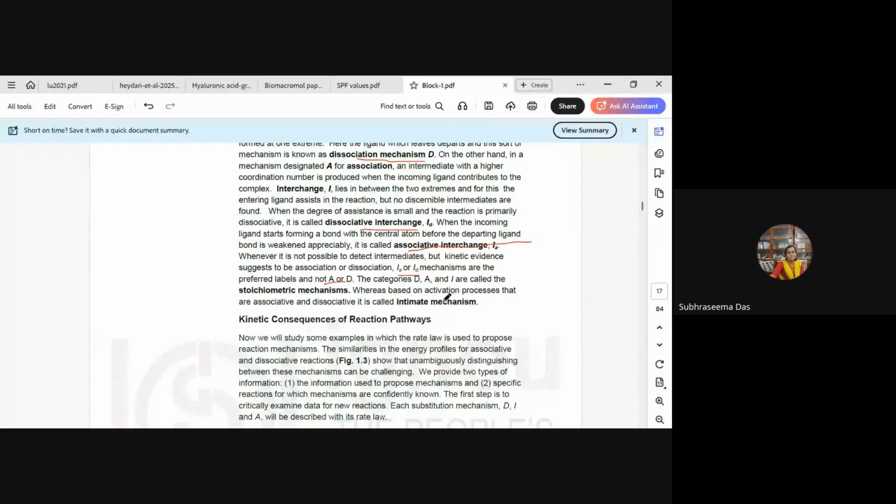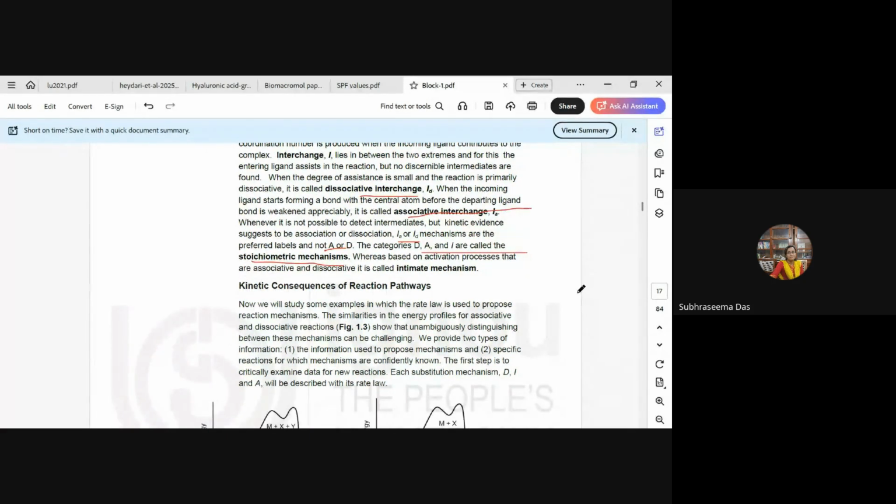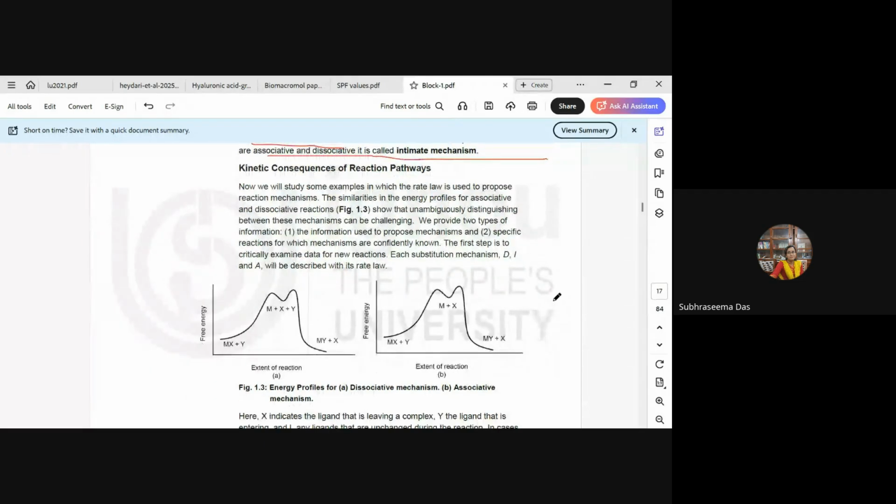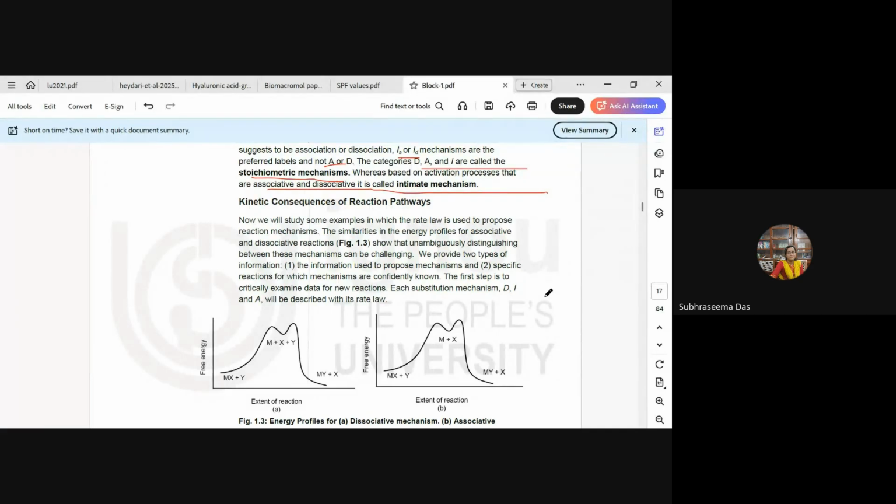So here the categories D, A and I are called the stoichiometric mechanisms. Whereas based on activation processes that are associative and dissociative, it is called the intimate mechanism. So here we see two types of mechanism, and particularly when the activation processes are involved, it is called the intimate mechanism.